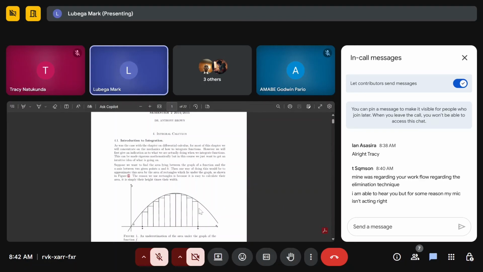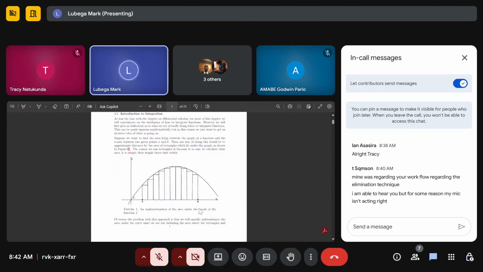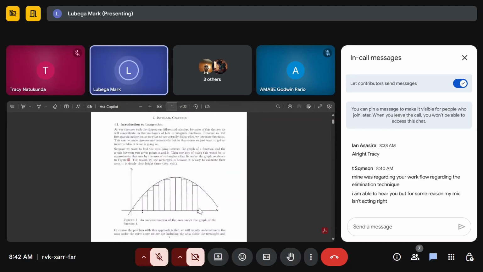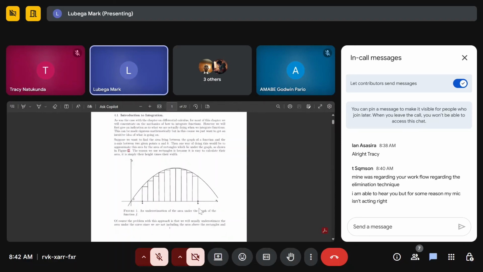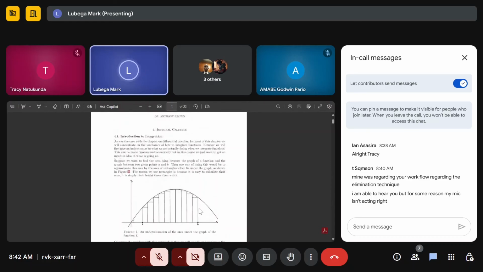So from this figure that we have, we see that the area under a curve, using an interval between A and B, we've divided that area into triangles. Sorry, I haven't introduced from the very start. Integration is what we use to find areas and volumes under curves. And we have different types of integrals.